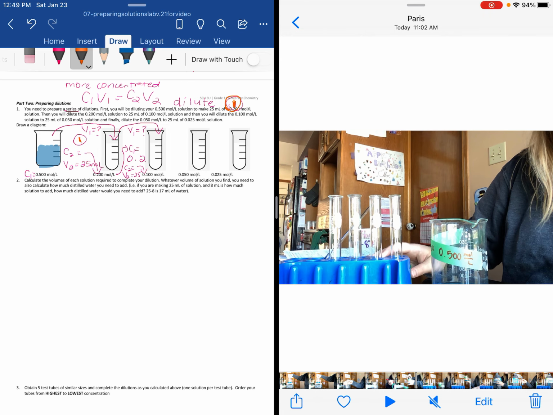Just so it stands out, I'm going to use a different color. So this is calculation or dilution number 2. Then dilution number 3. We're going to take the 0.1, which is now going to be our C1, and we are going to add some of it. How much? We don't know, because we want our C2 to now be 0.05, and V2, of course, is still 25. So this is dilution number 3. I forgot to label this 2.